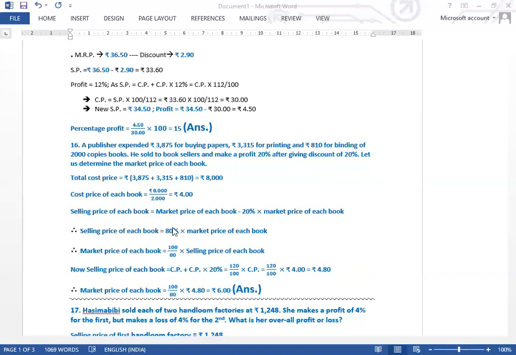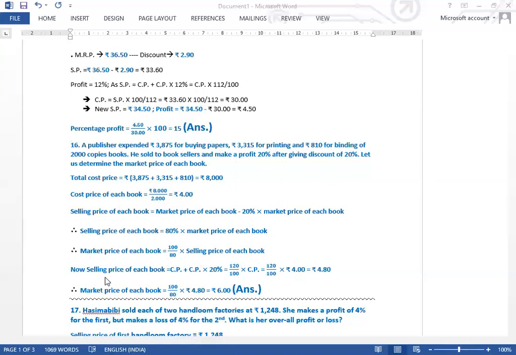You know this is 100%. So 100 minus 20% is what? 80%. So selling price of each book will be 80% of the market price. Now cross multiply. 80% means what? 80 by 100. So cross multiply. So you get market price of each book will be what? 100 by 80 into selling price.